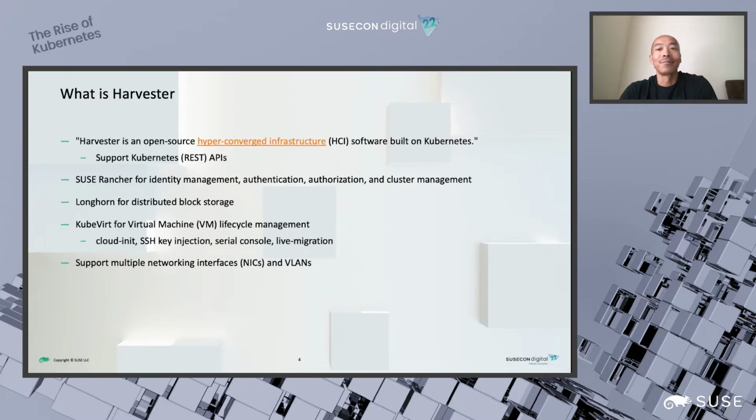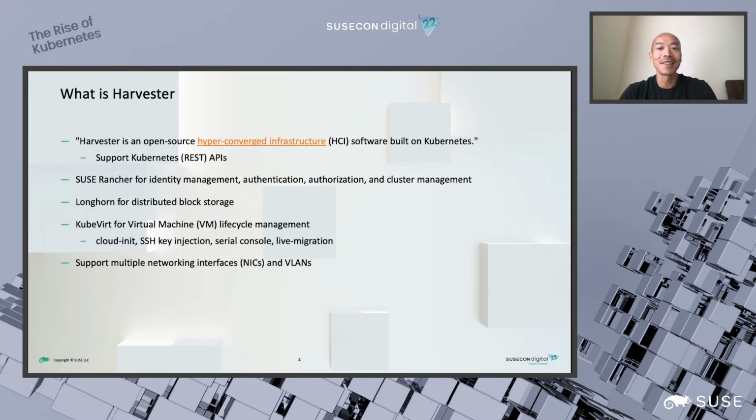So, what is Harvester? Harvester is an open source hyperconverged infrastructure, or HCI, software built on Kubernetes. As such, it supports Kubernetes REST APIs. Having open source APIs is important for test automation. Under the hood, Harvester utilizes Rancher for identity management, authentication, authorization, and cluster management. It uses Longhorn for distributed block storage.